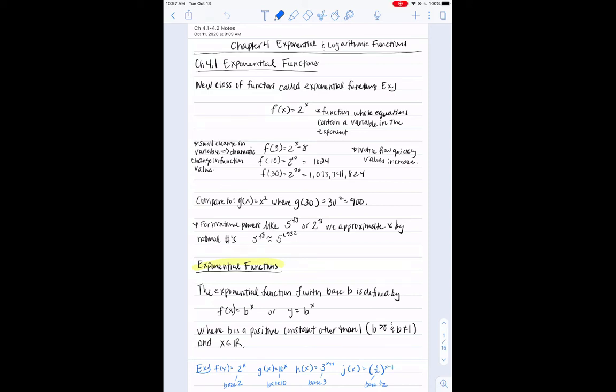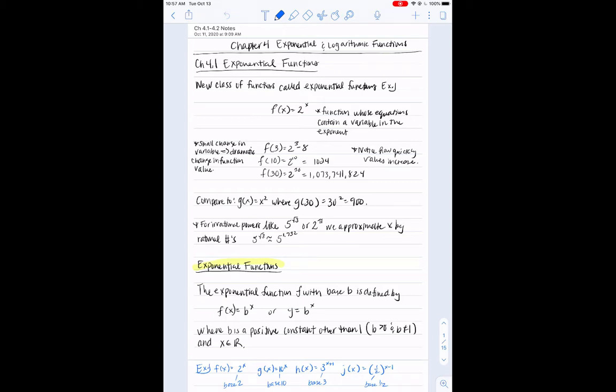Hey everyone, we're beginning a new chapter now. We are moving on to chapter 4 to learn about exponential and logarithmic functions. So our first section is going to be 4.1 on exponential functions. This is going to be a new class of functions for us.